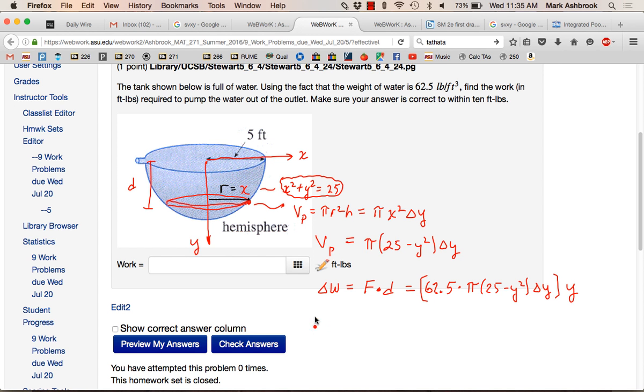So the total work to empty this is the sum of all the bits of work. It's going to be 62.5 pi times 25 minus y squared times y dy, from what to what? 0 to 5. Questions on this one? Anybody? Okay, so let's do the cone and then we'll go on to new stuff. Last chance, questions on this one?